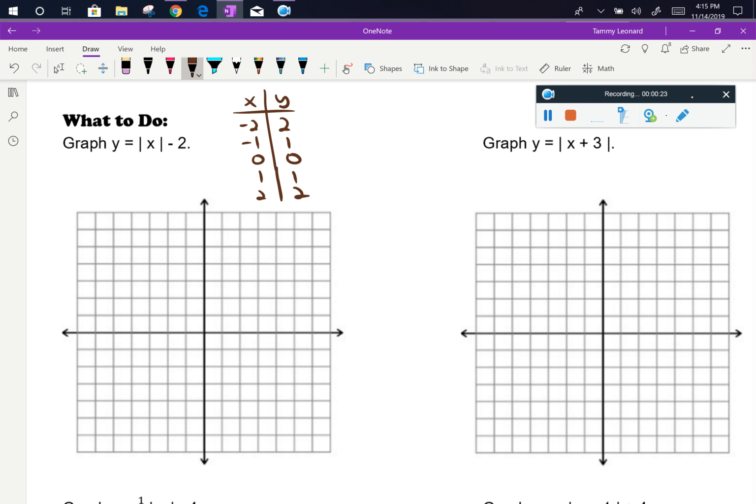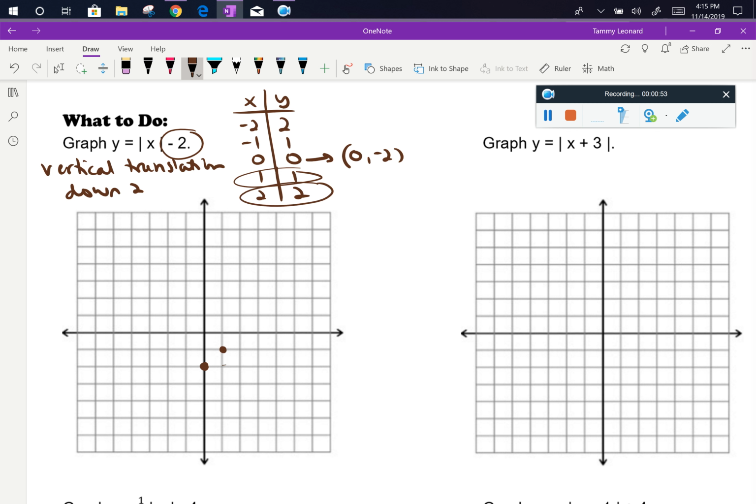Now we're going to look at this function and we see the only change is a -2. Remember, -2 means a vertical translation down 2. So instead of starting at 0, 0, we're going to start at 0, -2. So that's where the vertex of this absolute value graph will be. Now the next point in the list is supposed to go 1 to the right and 1 up. The next one goes back to the vertex and goes 2 to the right and 2 up.